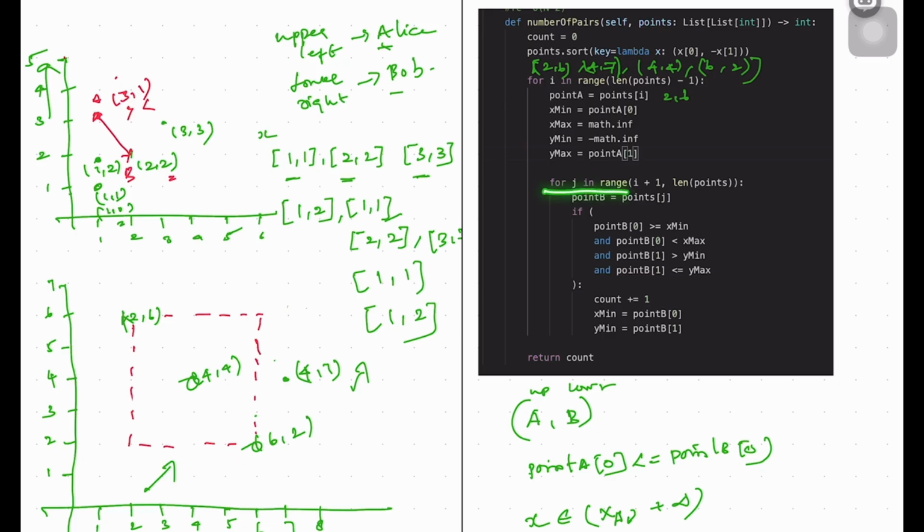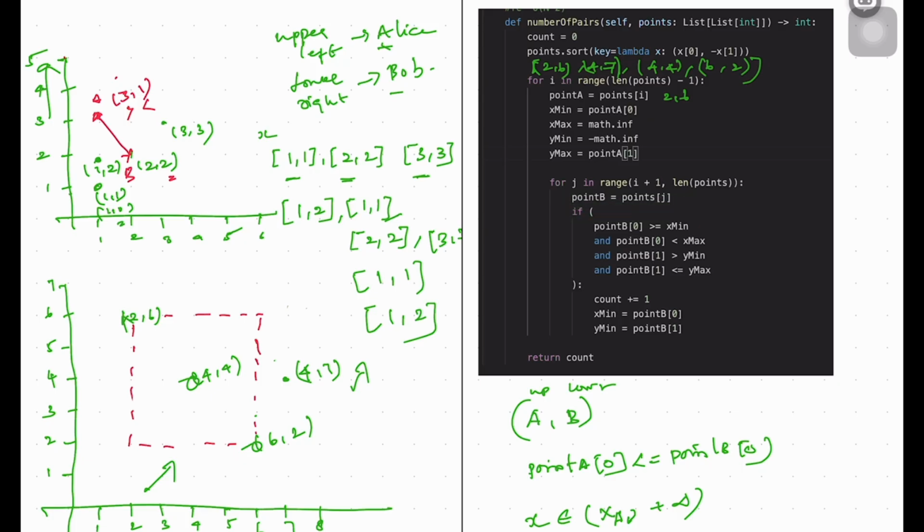Now for j in range I plus 1 comma length of the points. Why are we taking I plus 1? Because we have already sorted. If you are taking any point here, the points before it will have lesser x values, and we always want greater values. So that's why we are taking I plus 1 comma length of the points. Point B will be points of j.